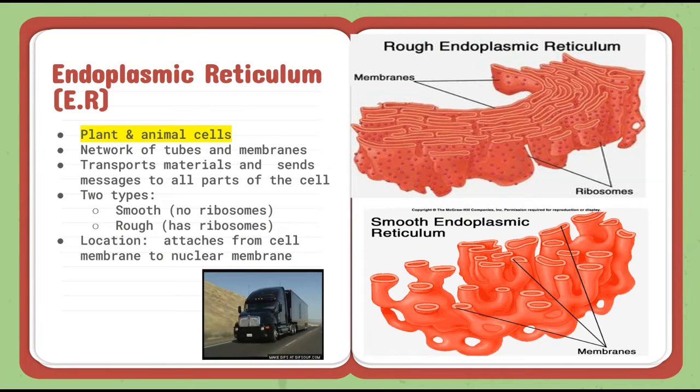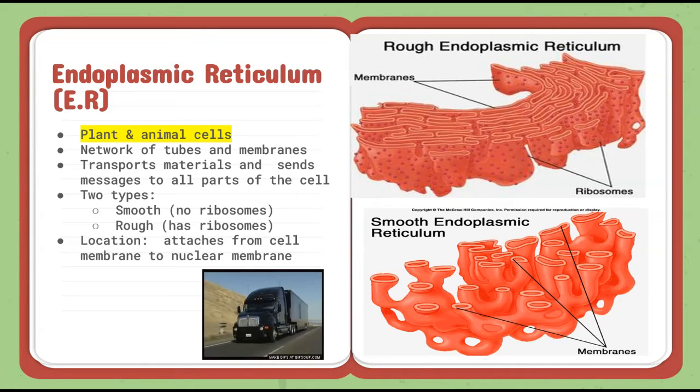The first organelle that we're going to take a look at today is called the endoplasmic reticulum, or, for short, the ER. The ER is found in both plant and animal cells, and it's a network of tubes and membranes that transports materials to parts of the cell. It just transports things. That's as simple as it is.